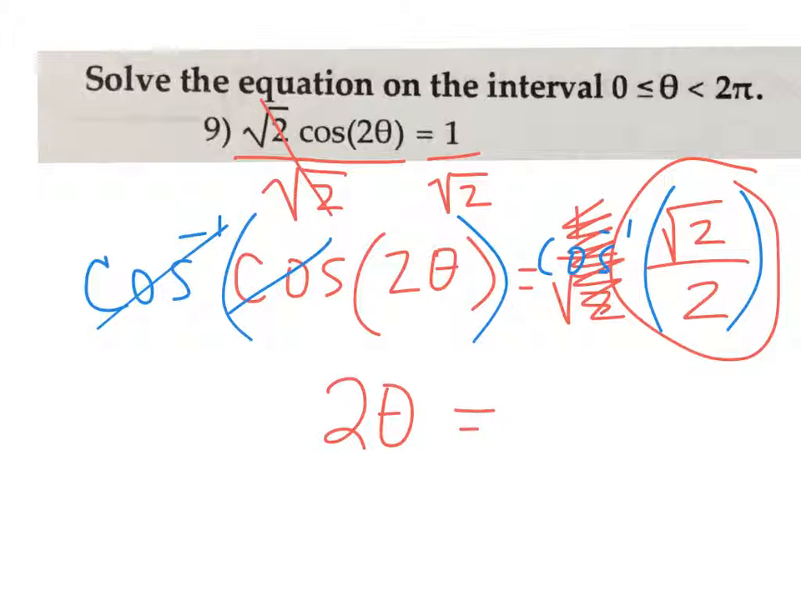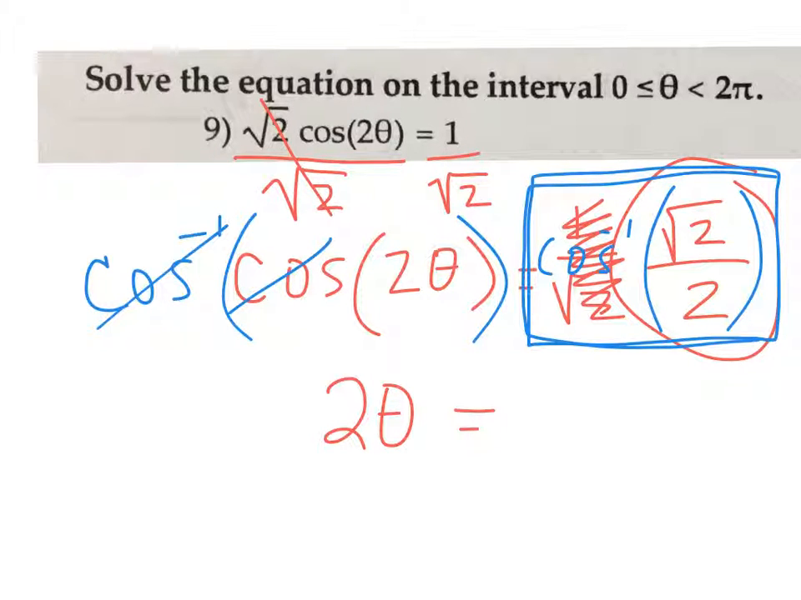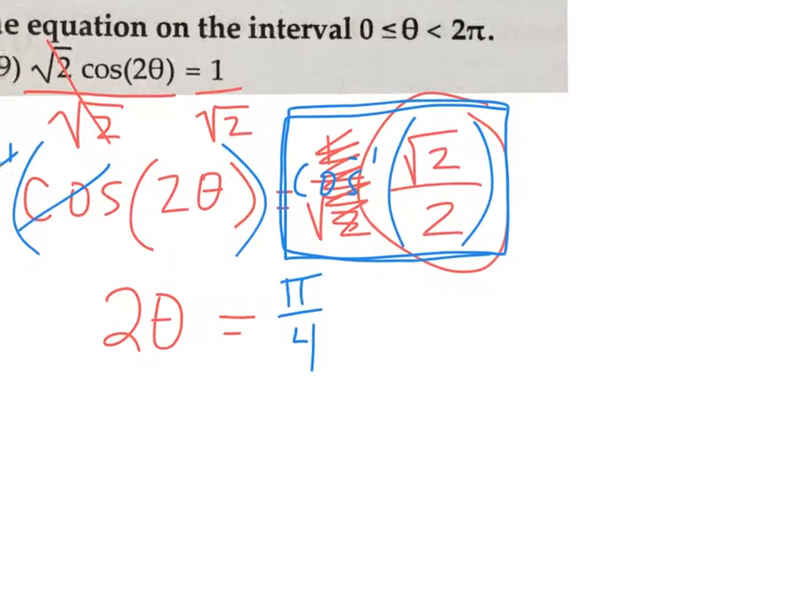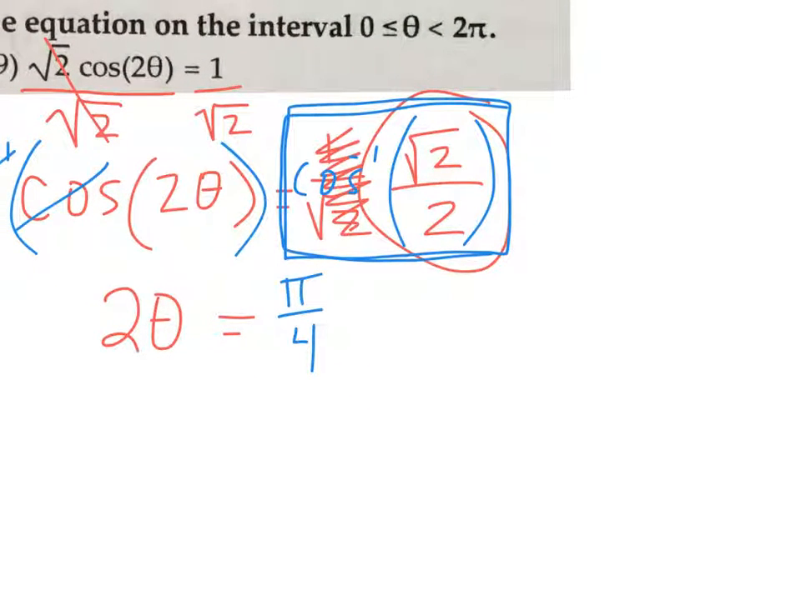And over here, I need to think about, from the unit circle, what angles have a cosine value of root 2 over 2. I know one of them off the top of my head is pi over 4. That is a first quadrant angle where both the x and the y are the same. And the second place on the unit circle where the cosine is root 2 over 2 is at 7 pi over 4.